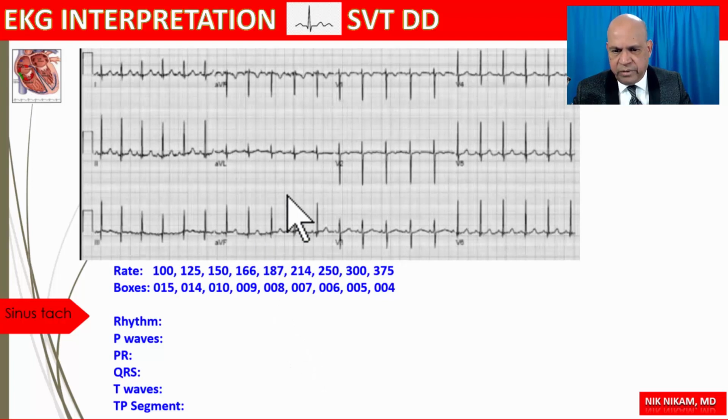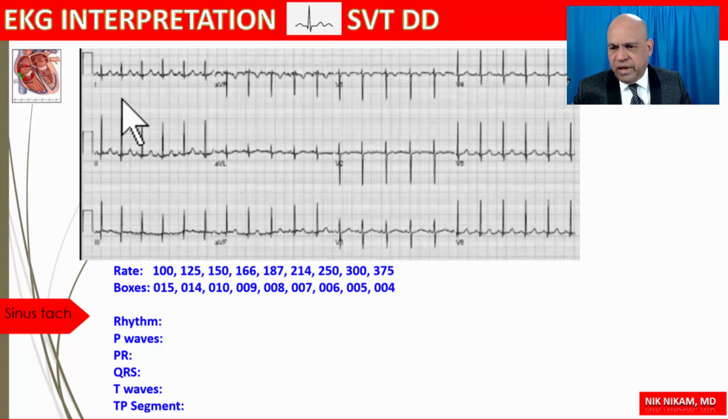First of all, the rate. Let's look at the QRS complexes here. This is 10 boxes and 11 boxes. 10 boxes will be 150, so this will be like 125 to 130. Or if you come from here, if it were 10 boxes, then the rate would have been 150, but it is a little slower than 10 boxes. So it is more like 12 boxes, so it is approximately 135 beats.